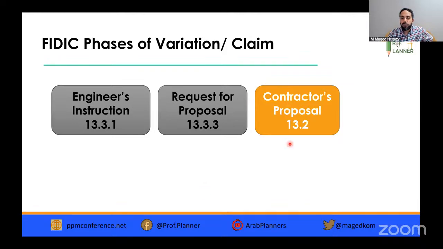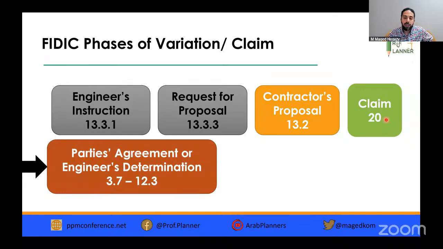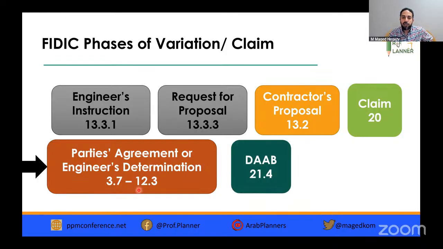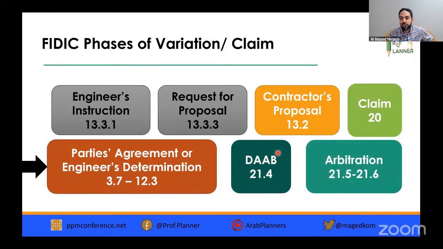We may have, under value engineering, a contractor's proposal. We can also have claims under clause 20 in FIDIC, and most of these things can go to the parties' agreement or determination, with valuation also by the engineer. Then if you have dissatisfaction, we go to DAB. If we still have dissatisfaction, we go to amicable settlement and arbitration.